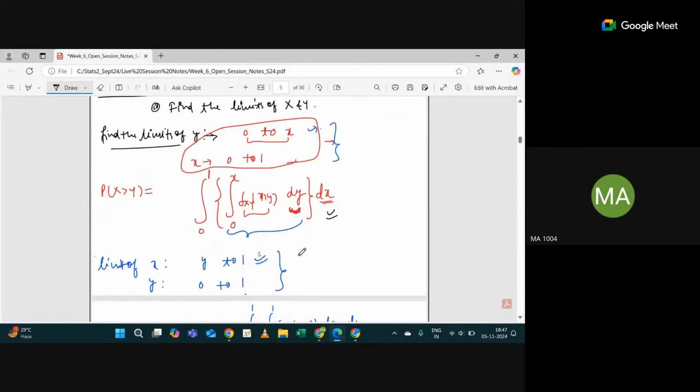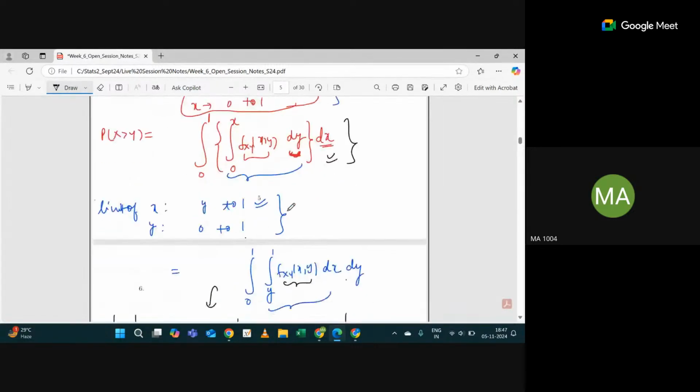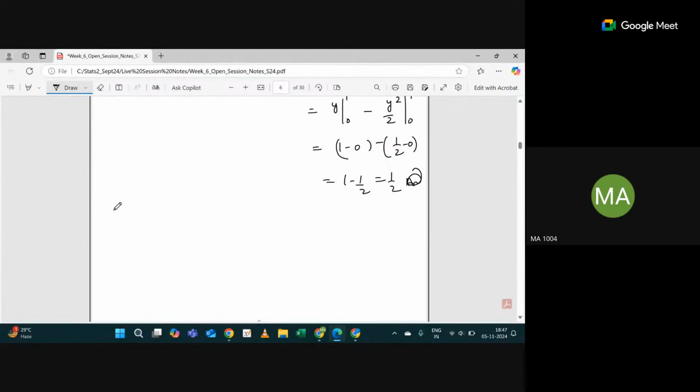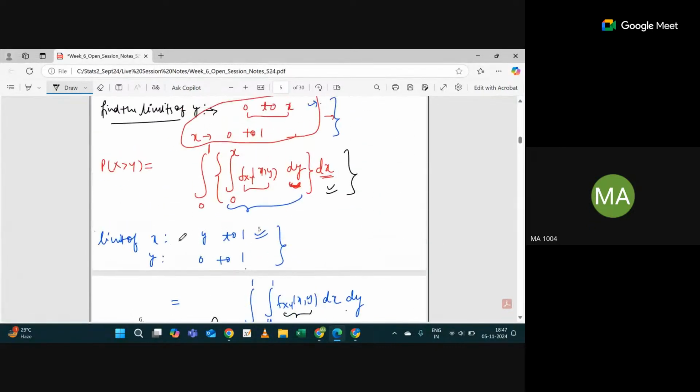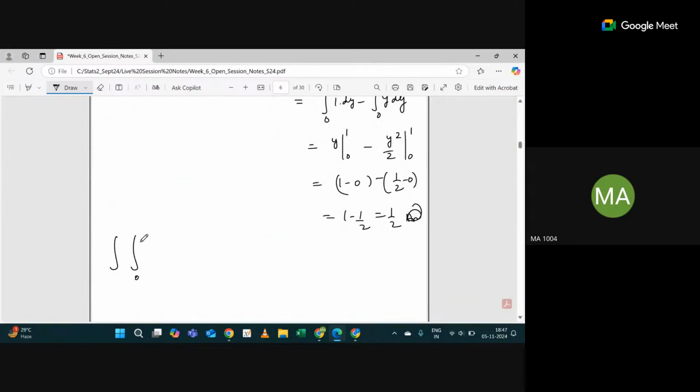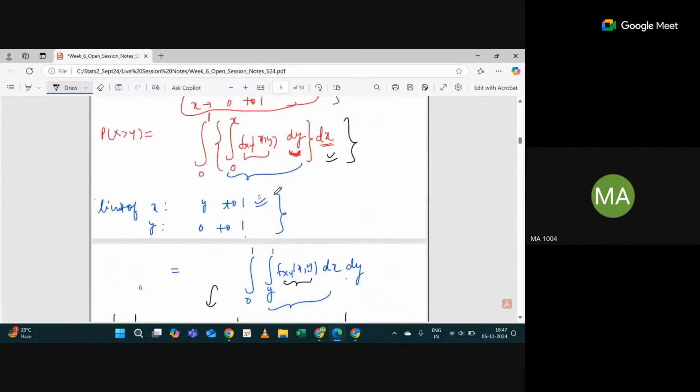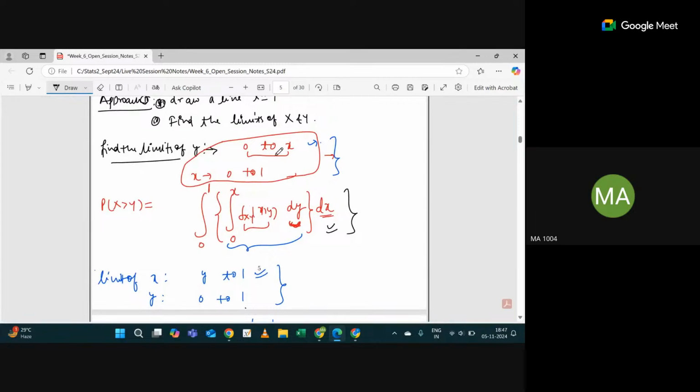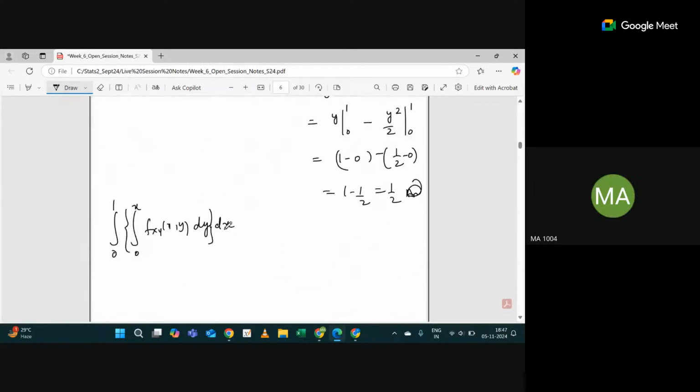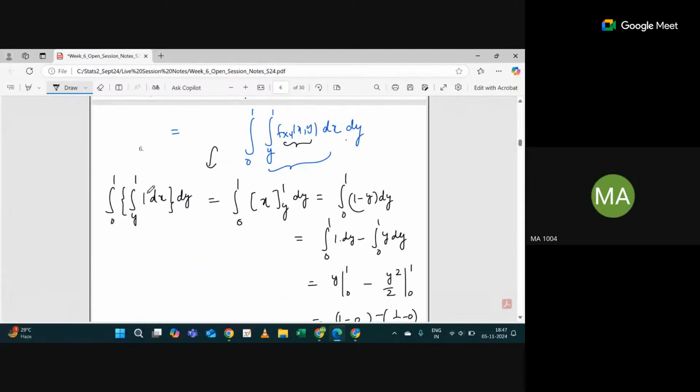Do you want me to solve this also, so that you can get the idea from both? You will get the same answer. So the limits are 0 to x, whether you start with y limits first or x. Here it's y, and for x, it's 0 to 1. No, it's the limit of y. This 0 to 1 is the limit of y. Oh, okay. Here you can see y to 1 is the limit of x.